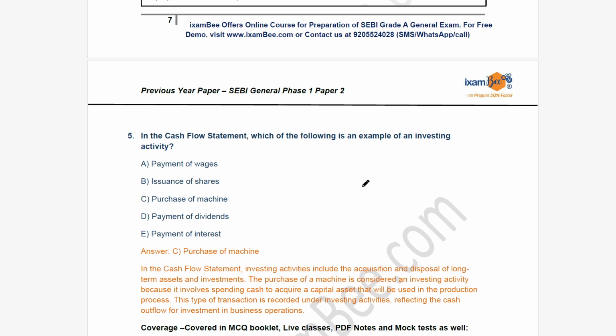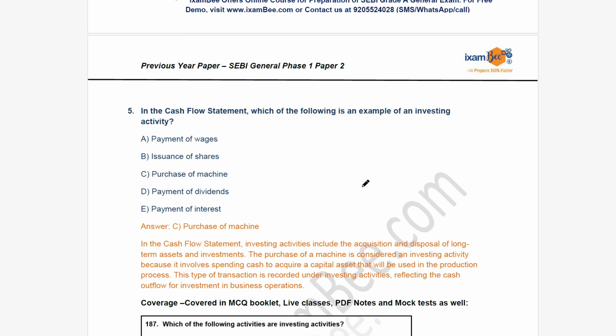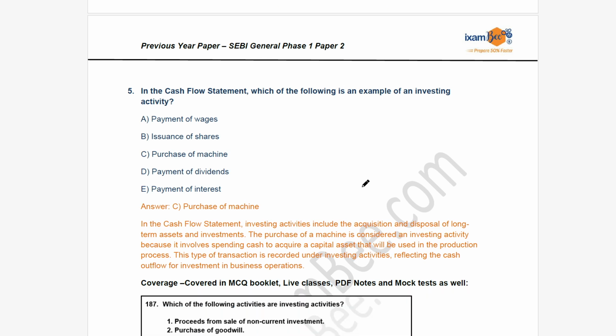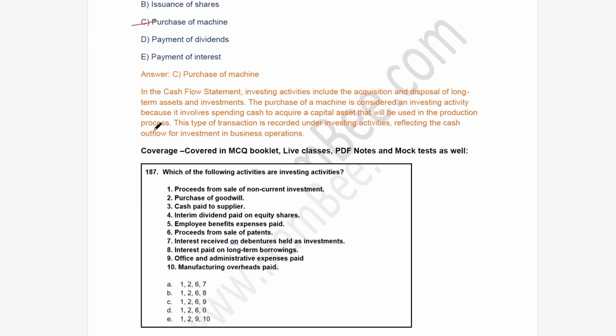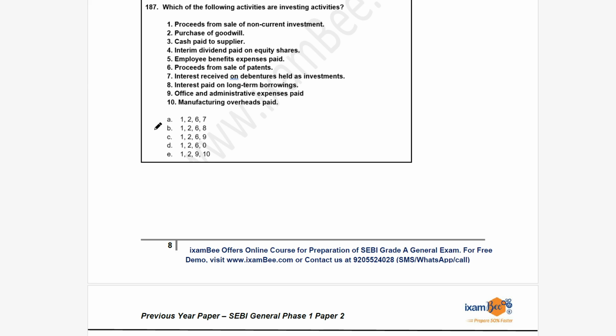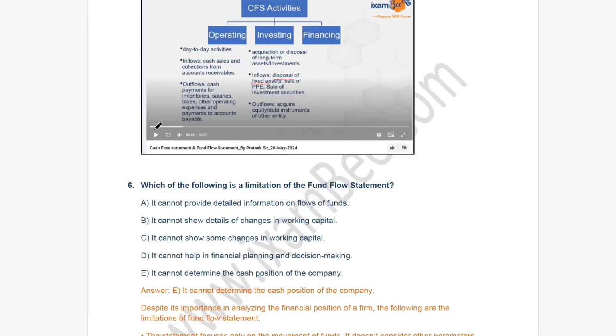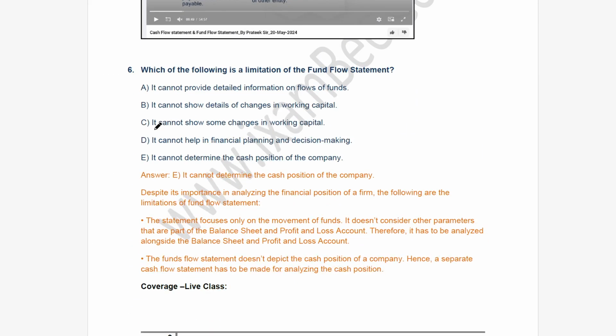Next question related to cash flow. A very, very simple question. They had given examples and asked which of the examples is an investing activity, right? So the cash flow has three kinds of activities: operating, investing, and financing. And investing is related to any activity that the company uses to acquire an asset or get away from an asset, right? So here the purchase of machinery was the correct answer. Coverage, you can see that we had it very well done, both in questions, classes and notes.